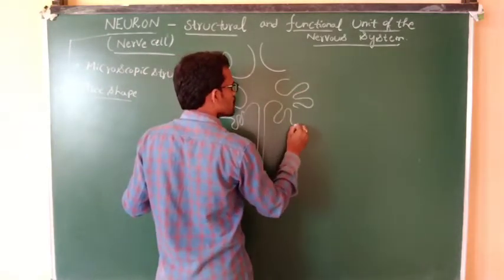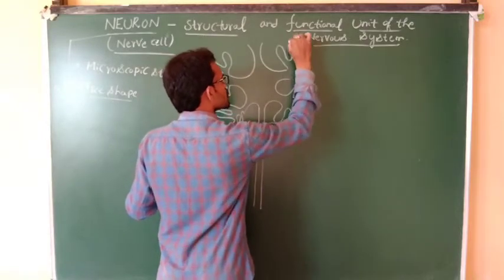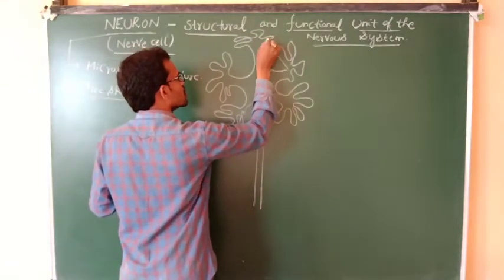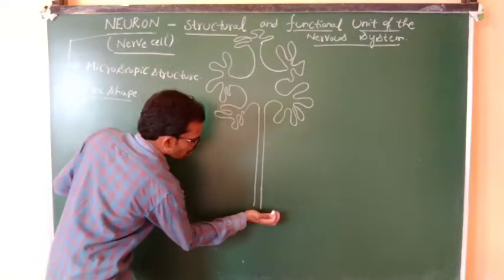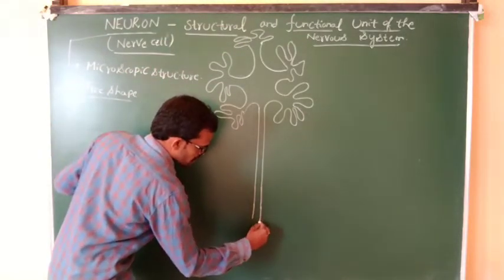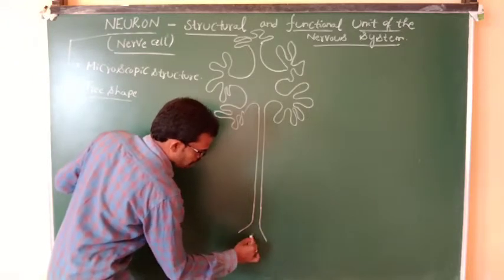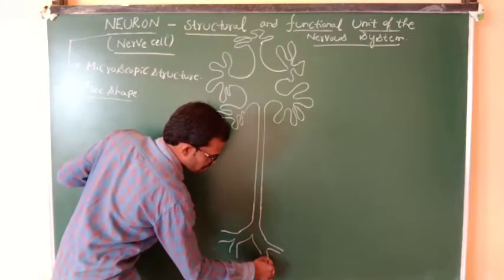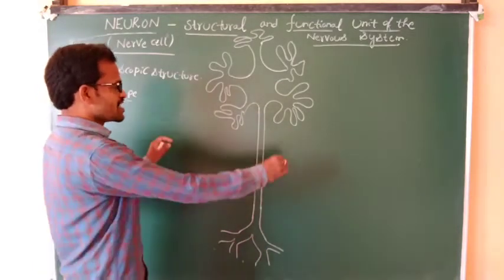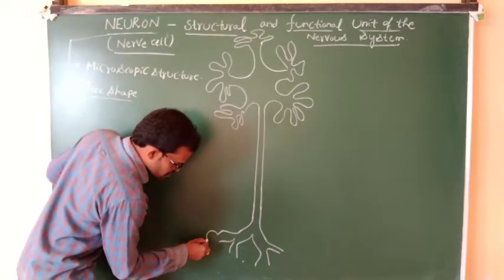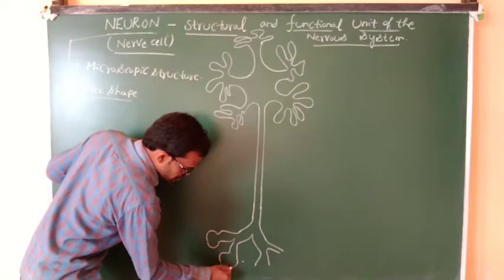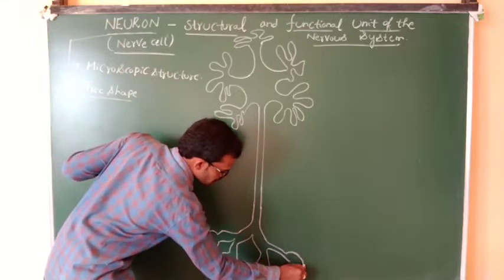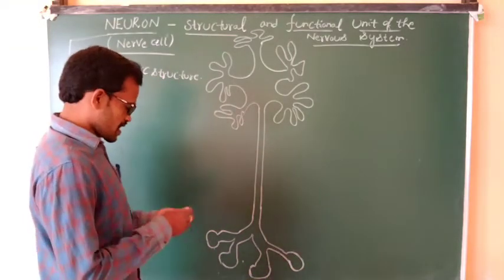The neuron or nerve cell always looks like a tree shape.